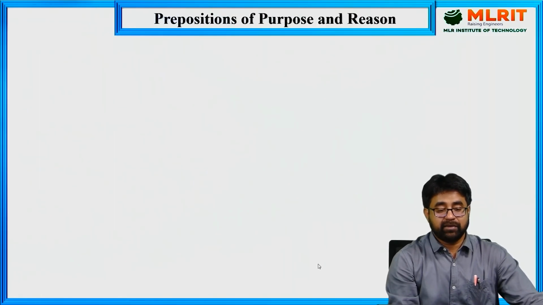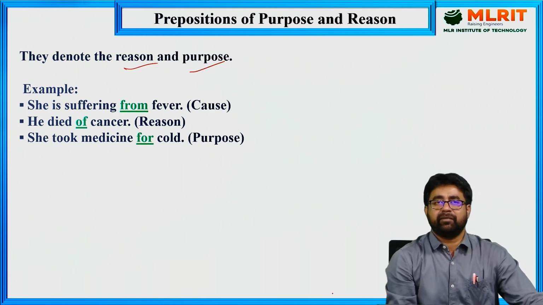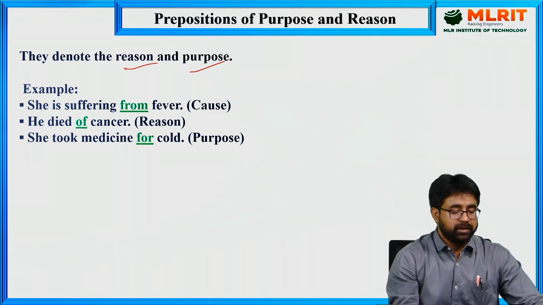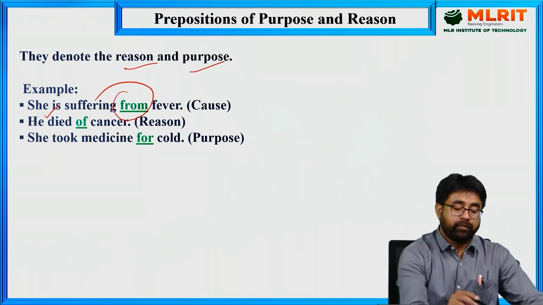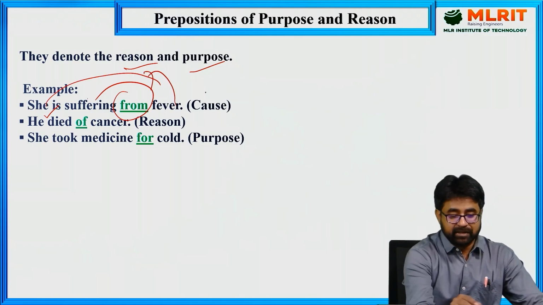Right, now let's see the next category, the reason and purpose. So they are pretty simple. They indicate what? They indicate either reason or purpose of something. You can see the example here. "She is suffering from fever." So "from" is the preposition here. Now what kind of, again, relationship is it establishing? It is establishing the cause relationship.